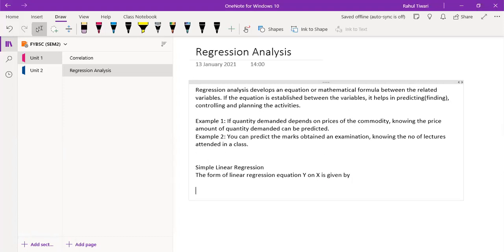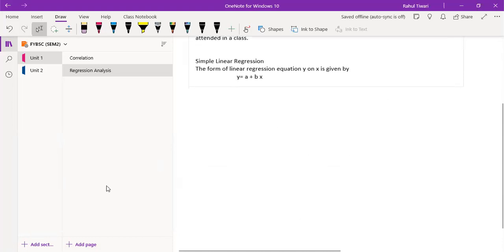see the equation. Here I have written capital, but here I'm using small y. To not confuse you, let me use only small x, so that you should not get confused. Y is equal to a plus b x. This is my equation. Please understand, this is called simple linear regression.